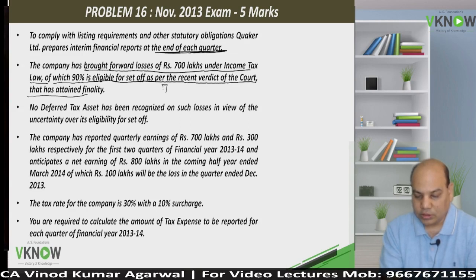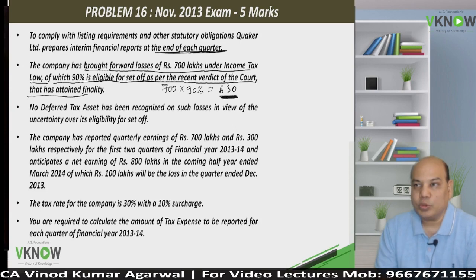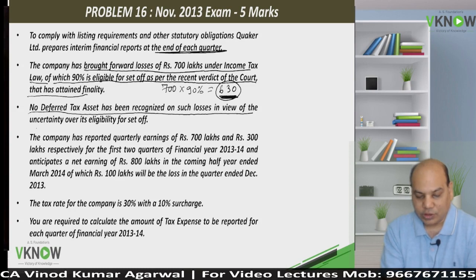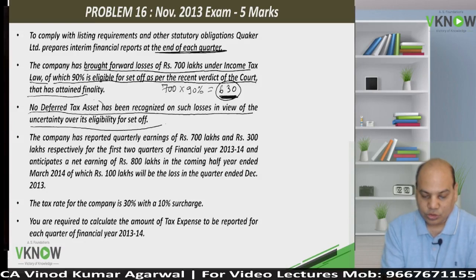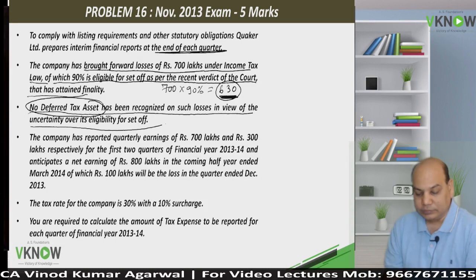So you can only set off 90%, that is 630. So for us, the set off allowed to be deducted from income will be 630. 630 is the control number. No deferred tax asset has been recognized on such losses in view of the uncertainty over its eligibility for set off. So there is no deferred tax asset in the books. So forget the deferred tax adjustment part.